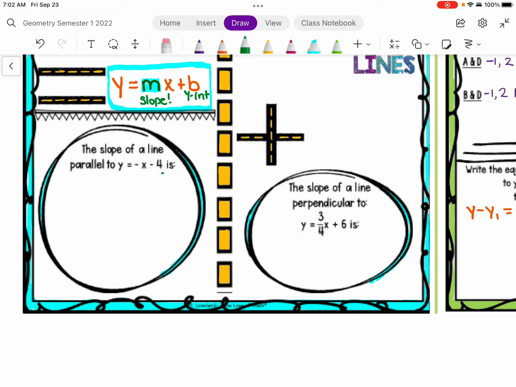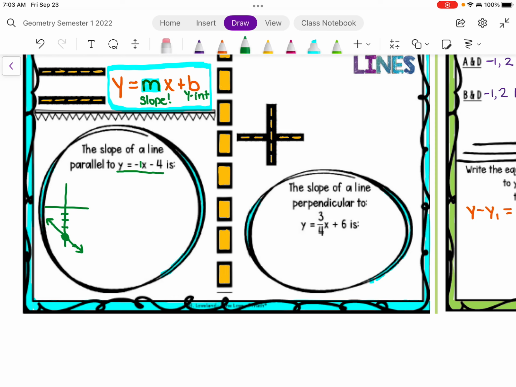So this particular line right here, if I were to sketch it, would have a y-intercept at -4, because it says -4 there. And then it just says negative x. So remember that's like -1. So I would go down 1 over 1, and this would be my line for this one right here.